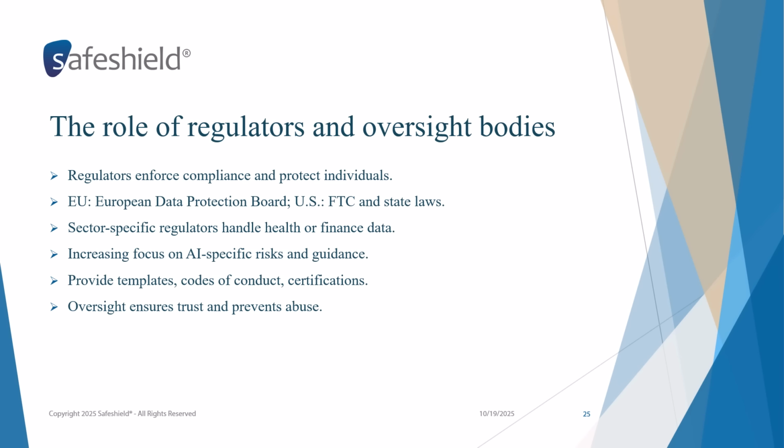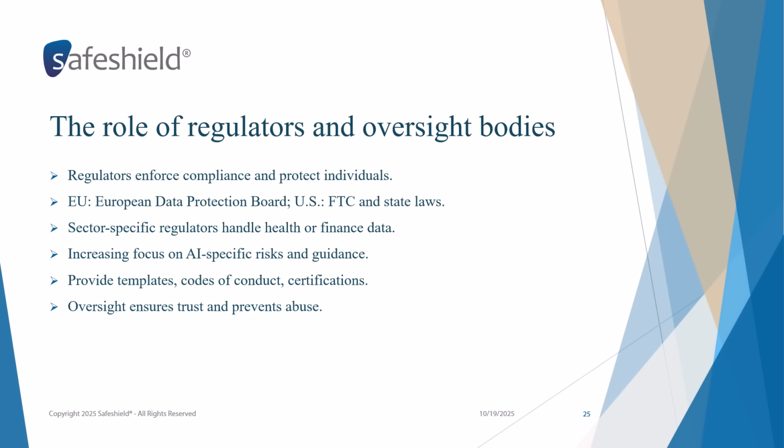Regulators and oversight bodies play a critical role in ensuring privacy and data protection in AI systems. Their mission is to enforce compliance, provide guidance, and protect individuals from misuse of their personal data. At the international level, organizations like the European Data Protection Board, EDPB, issue interpretations of GDPR and coordinate enforcement across EU member states. In the US, bodies such as the Federal Trade Commission, FTC, oversee consumer privacy protections, while state regulators enforce local laws like CCPA.